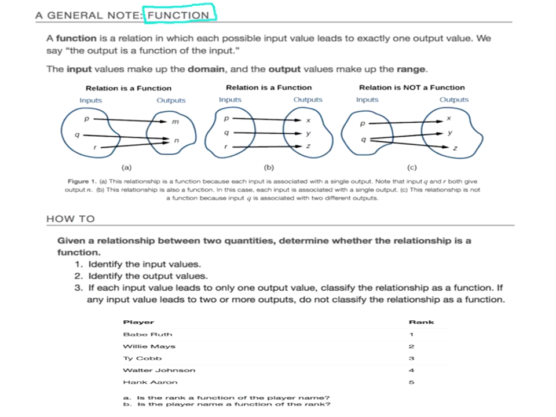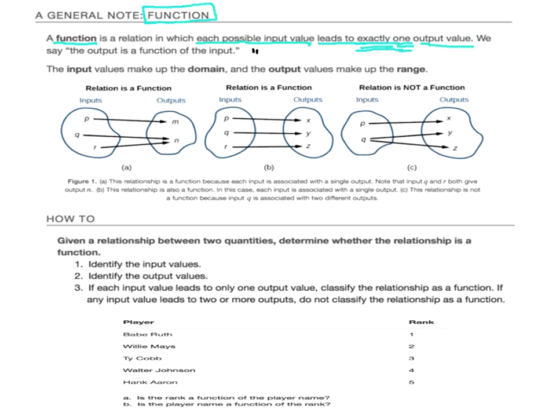Okay, so what makes a function special? A function is a relation in which each possible input value leads to exactly one output value. So each input sends to only one output. We say the output is a function of the input. In other words, y is a function of x.